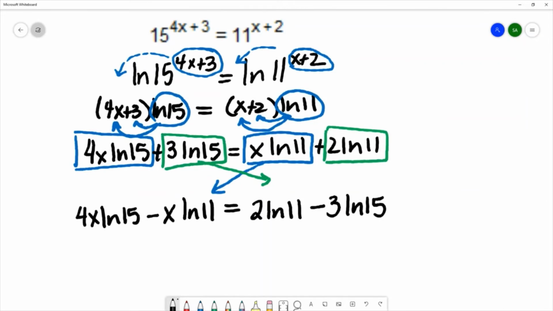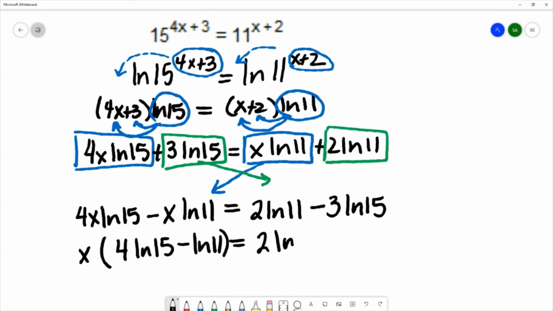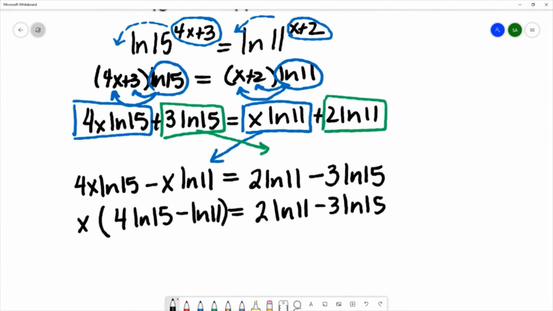Now that we've grouped all the x terms together, I'm able to factor out a common x. Factoring out the x would leave me with 4 natural log of 15 minus natural log of 11. I'm copying down the other side, 2 natural log of 11 minus 3 natural log of 15. And I can solve for x by getting x by itself.